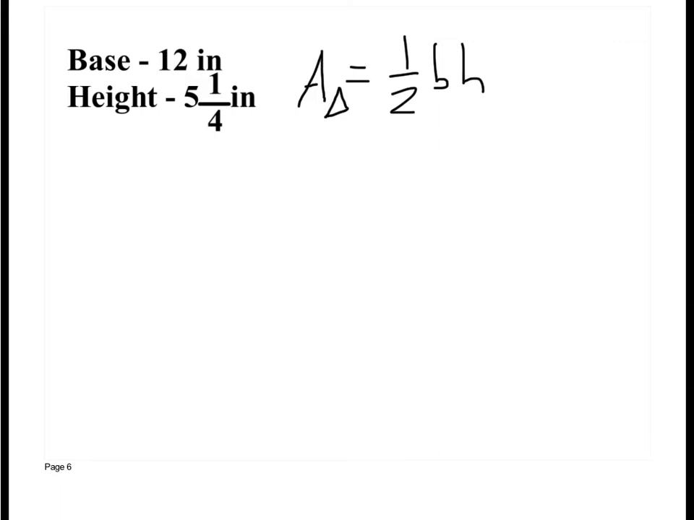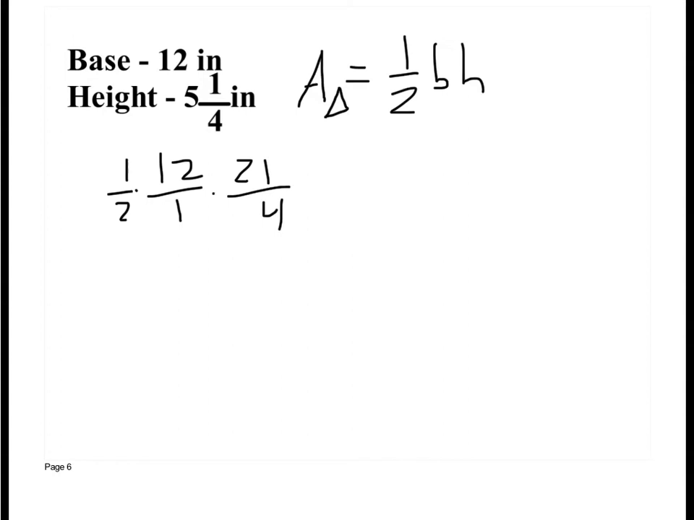Now, what you do is you plug in what you know and find what you don't. We're wanting area, so we're going to plug in the base and the height. 1/2 the base, so 12 over 1. We're also going to times it by the height, but what do you know about fractions? What do you have to do to mixed numbers when you're timesing them? You have to make them improper fractions. So 5 times 4 plus 1 is 21 over 4.